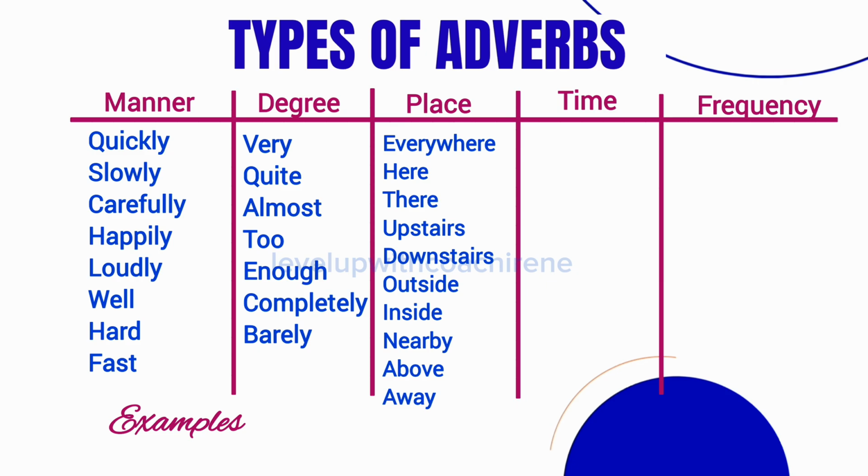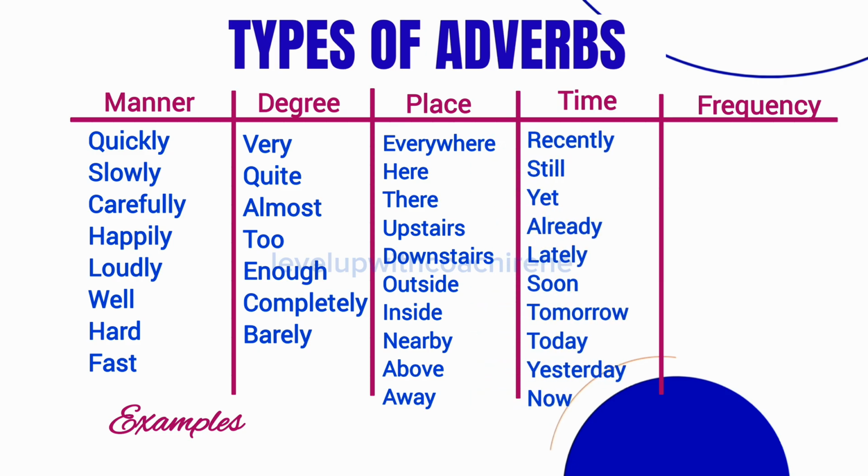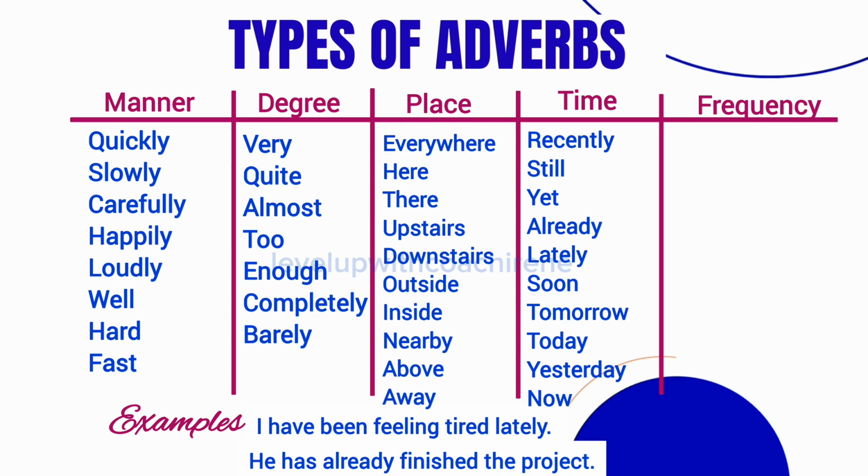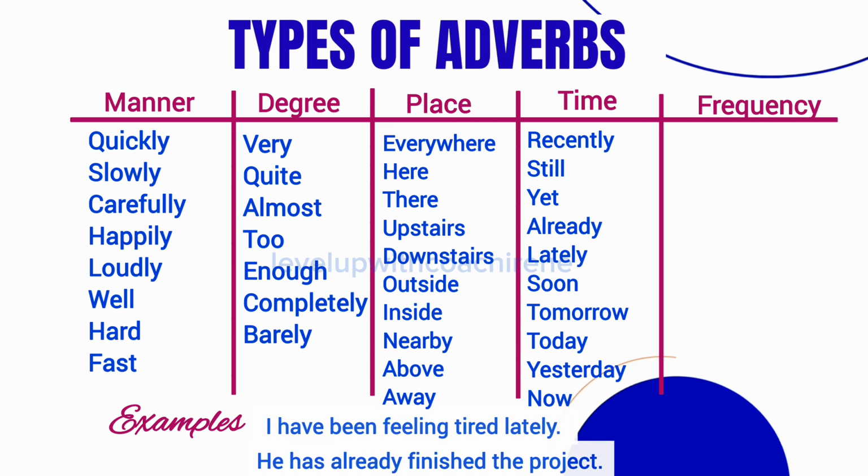Adverbs of time describe when an action occurred or its duration and frequency. They answer the questions when or how long. They include recently, still, yet, already, lately, soon, tomorrow, today, yesterday, now. Examples include: I have been feeling tired lately. He has already finished the project. These adverbs help specify the timing or duration of an action.